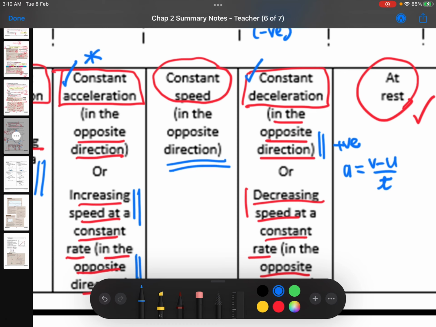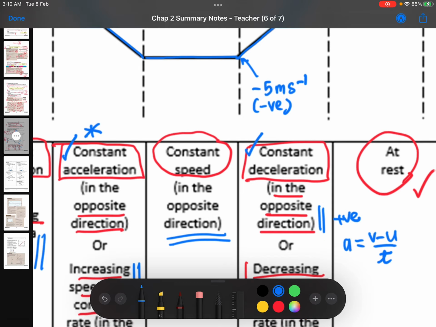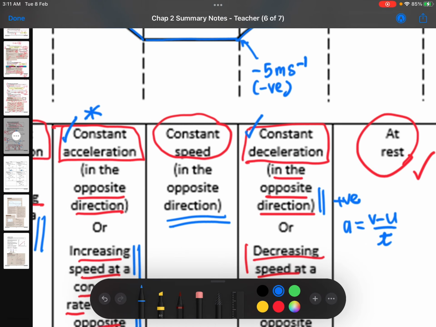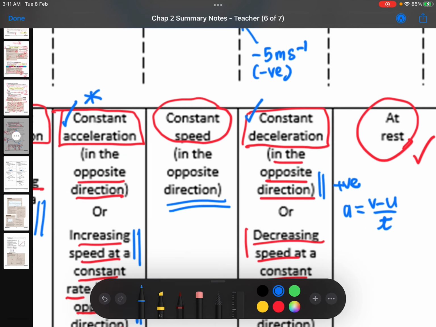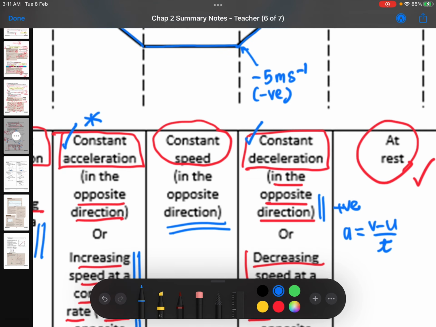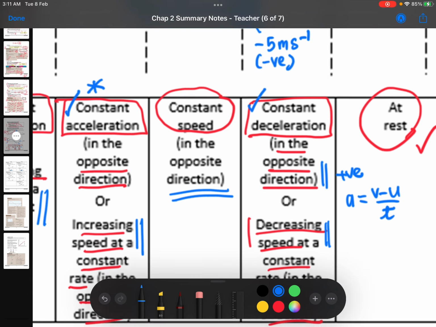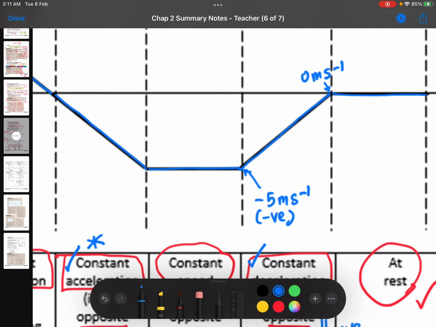Okay, now when you have a deceleration in the opposite direction, it means that in this context, a is, you will notice that a is greater than 0. But if you have an opposite direction, that means you are having a decreasing speed at a constant rate. So you go from more negative to becoming less negative in the opposite direction. So actually this is constant deceleration.